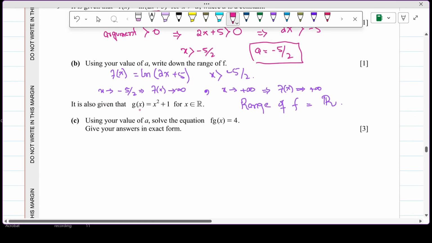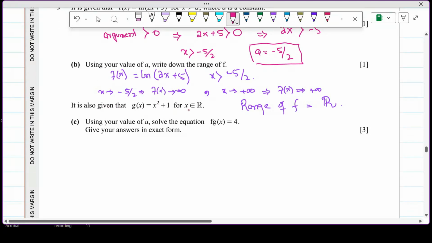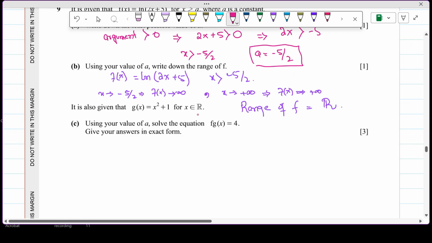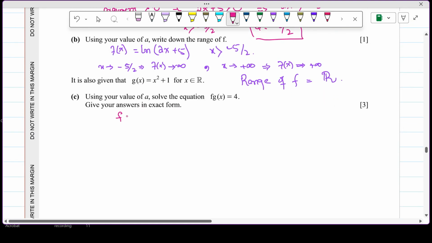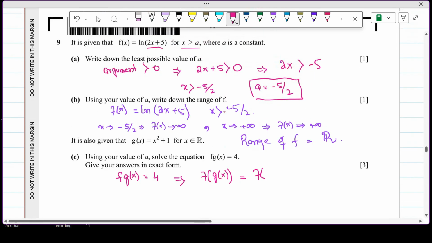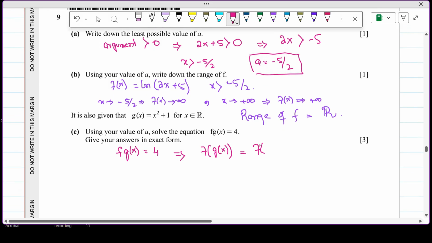It is given that g of x is x squared plus 1 for all real values of x. Part C, using your value of a, solve the equation f of g of x equals 4. Give your answer in exact form. We have been given that f of g of x equals 4. And we know that g of x is given, which is x squared plus 1.